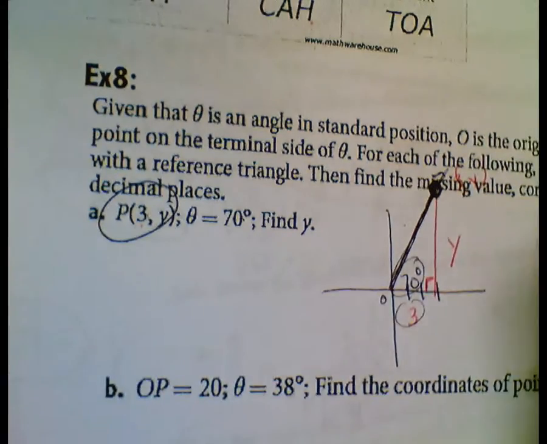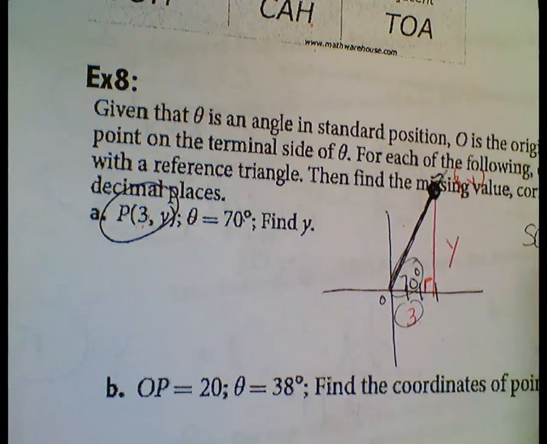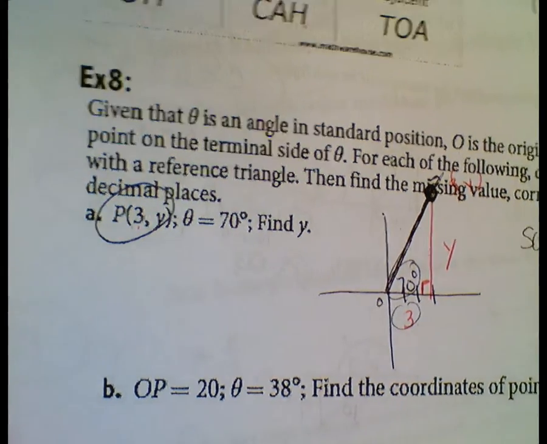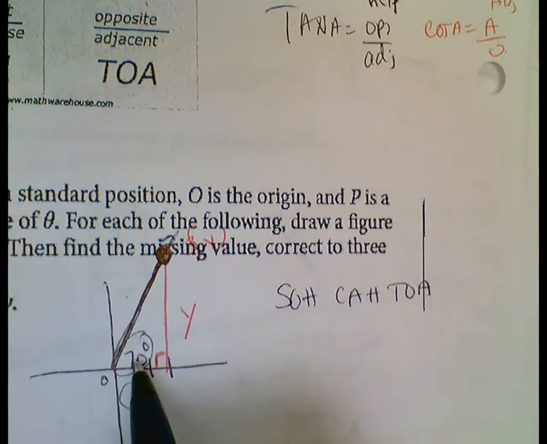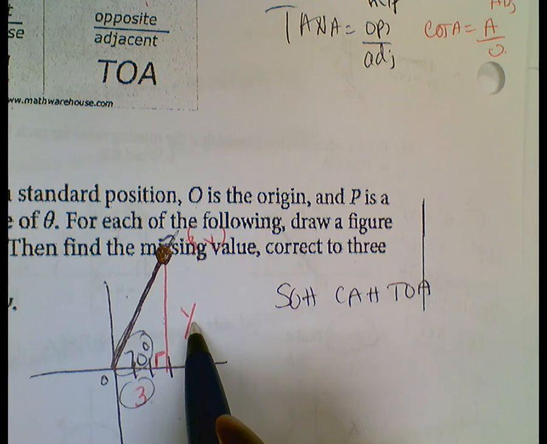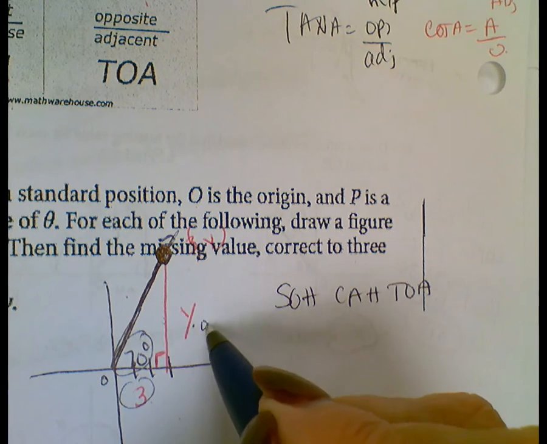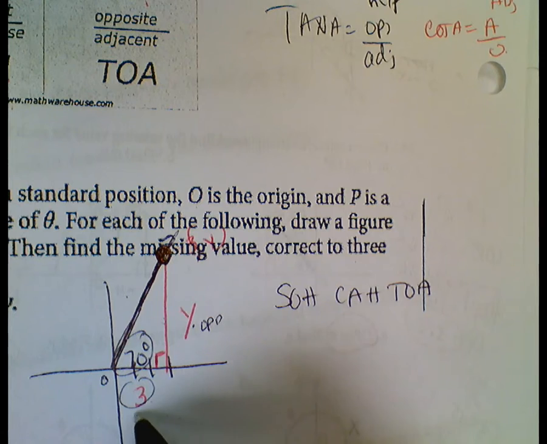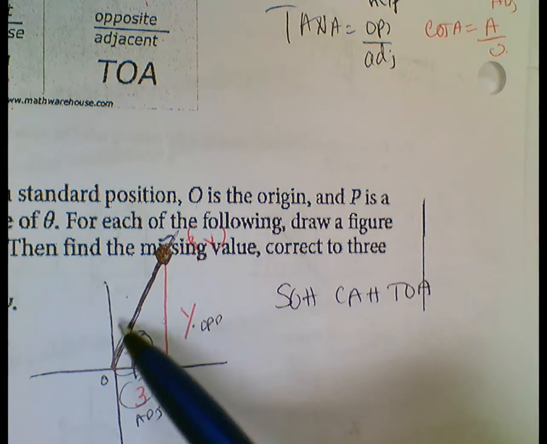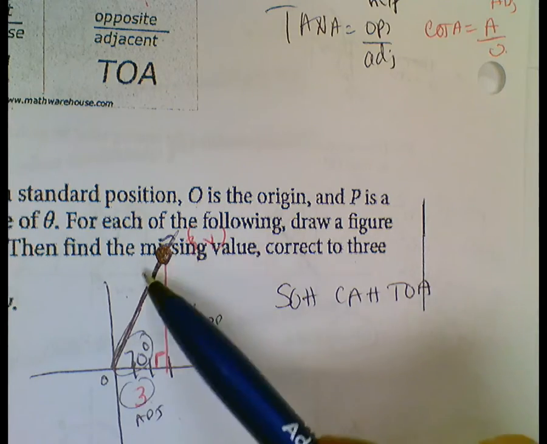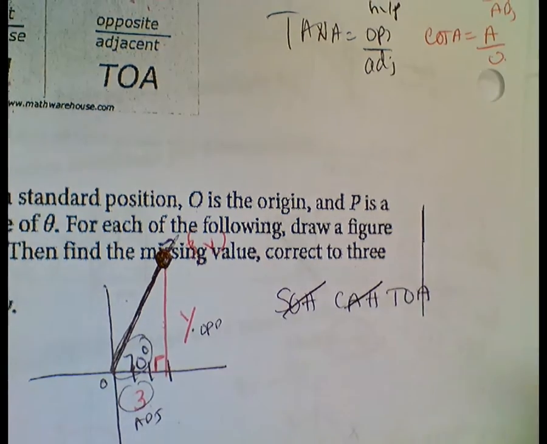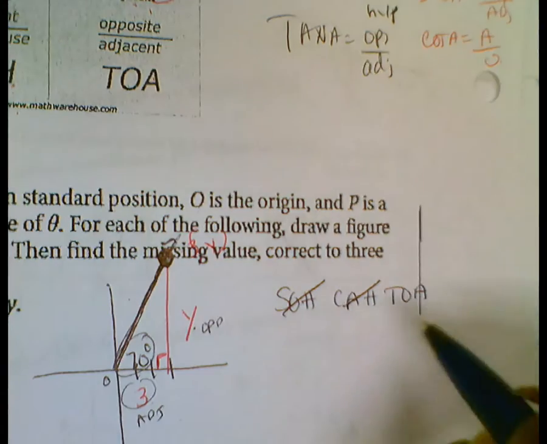So which one do we want? Do we want SOH, CAH, or TOA? In order to figure out which ones you want, you have to know what sides are given. So according to 70, the y that we're trying to find is the opposite side. This is opposite. And the one that I was given was the adjacent. So I know nothing about the hypotenuse, nor do I ever want to know anything about the hypotenuse. So anything that involves h, I'm not using. So we're going to use tangent.